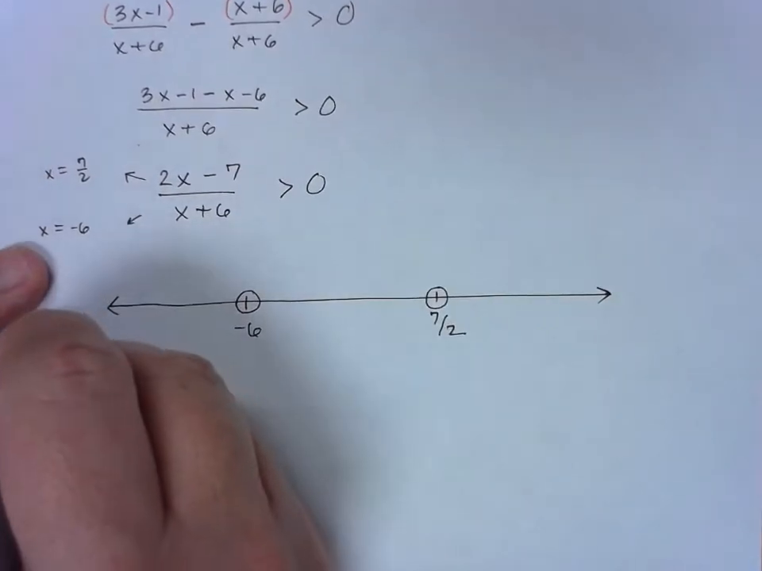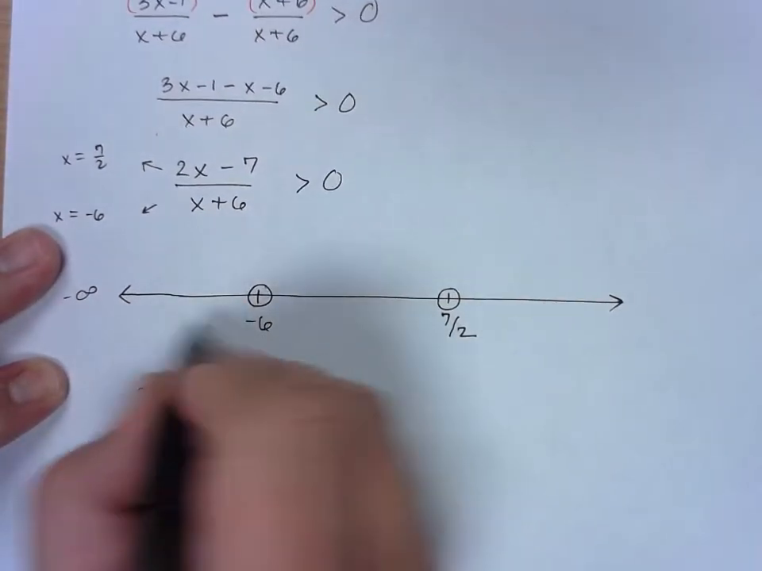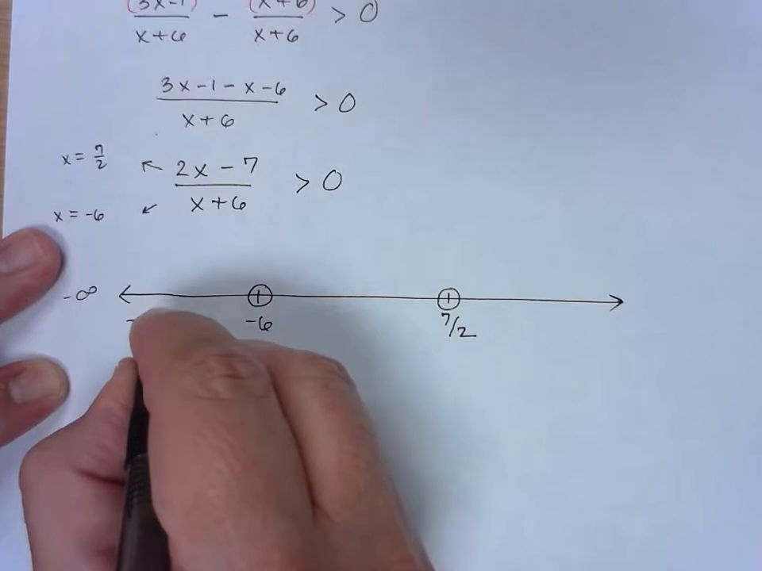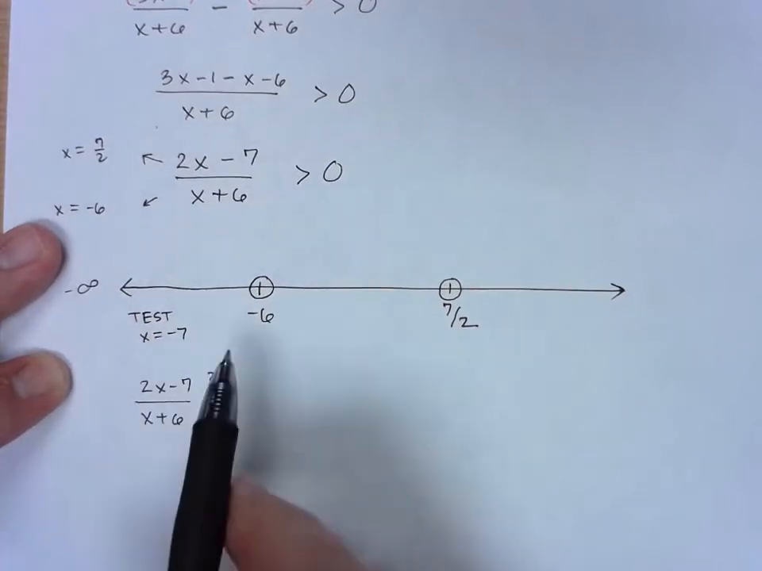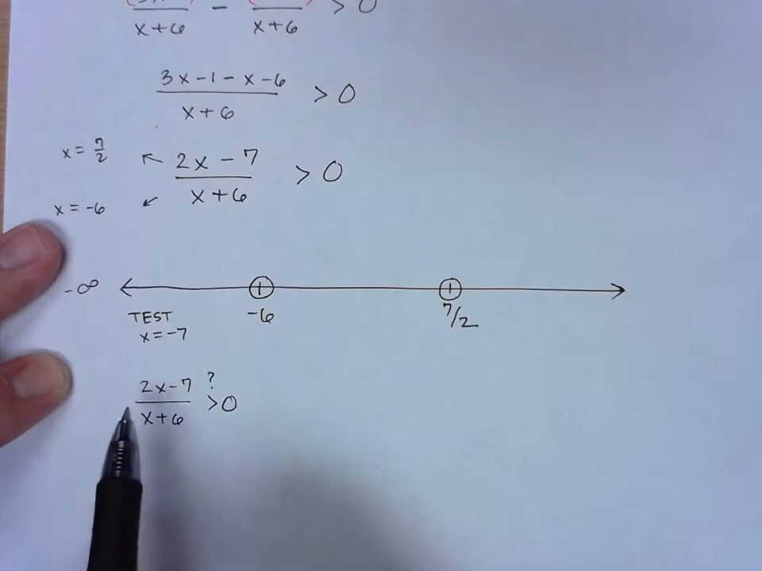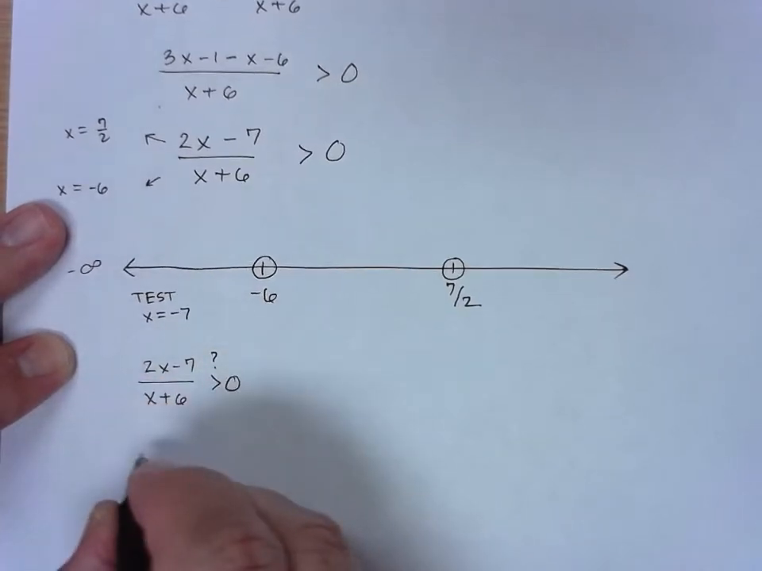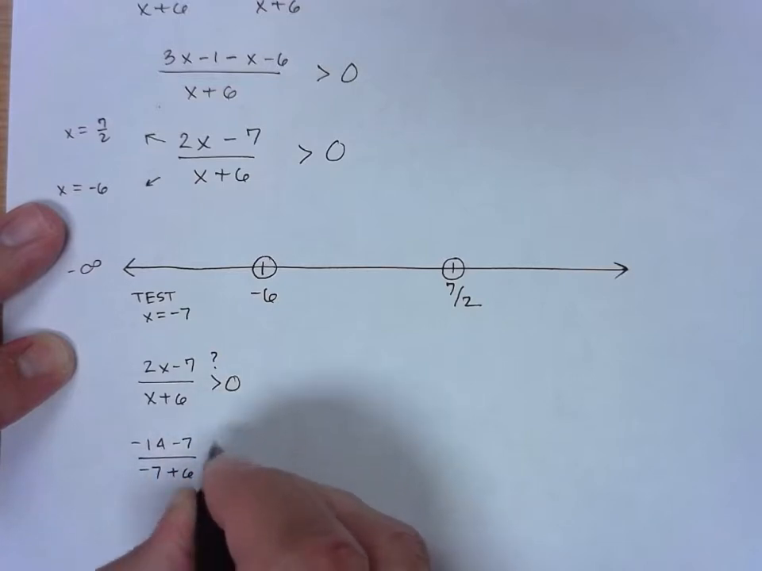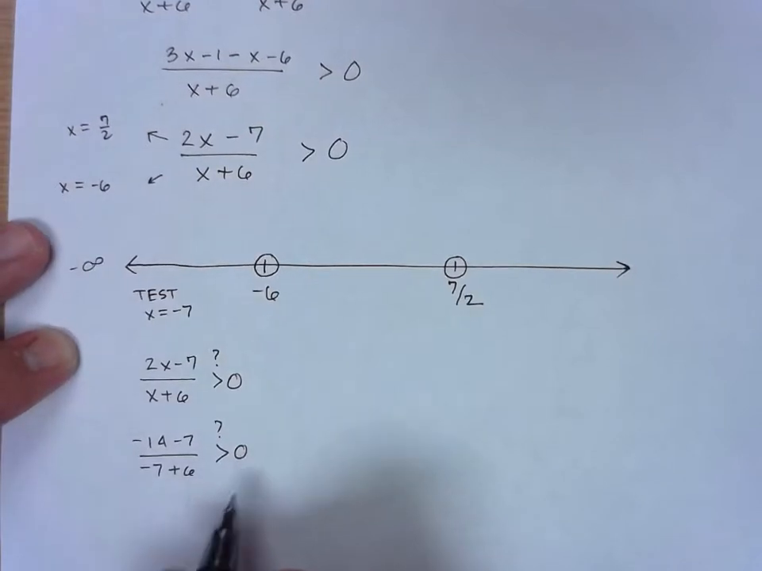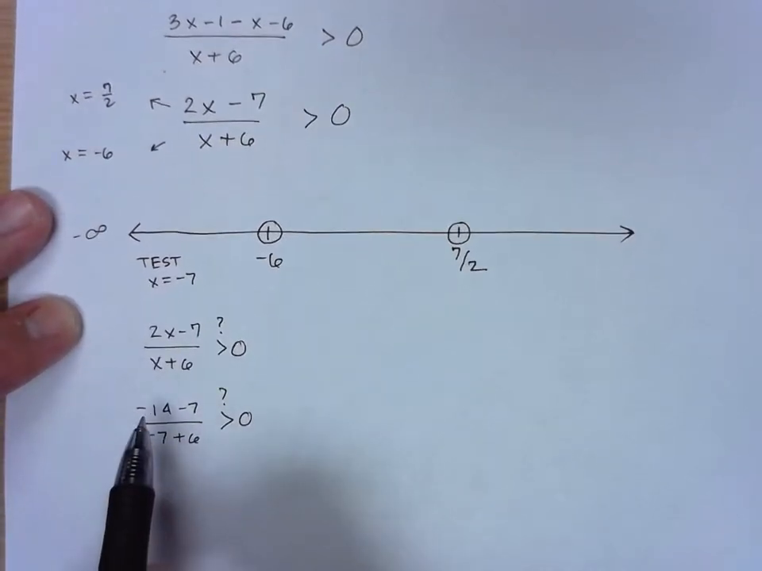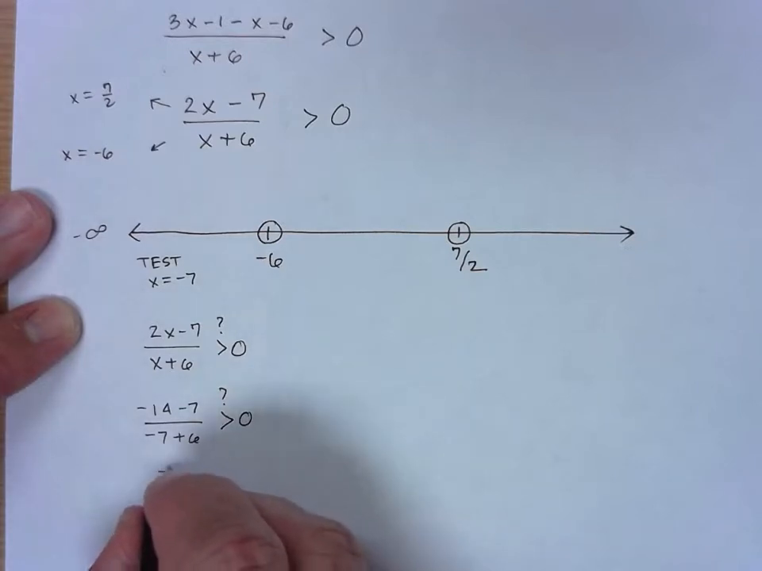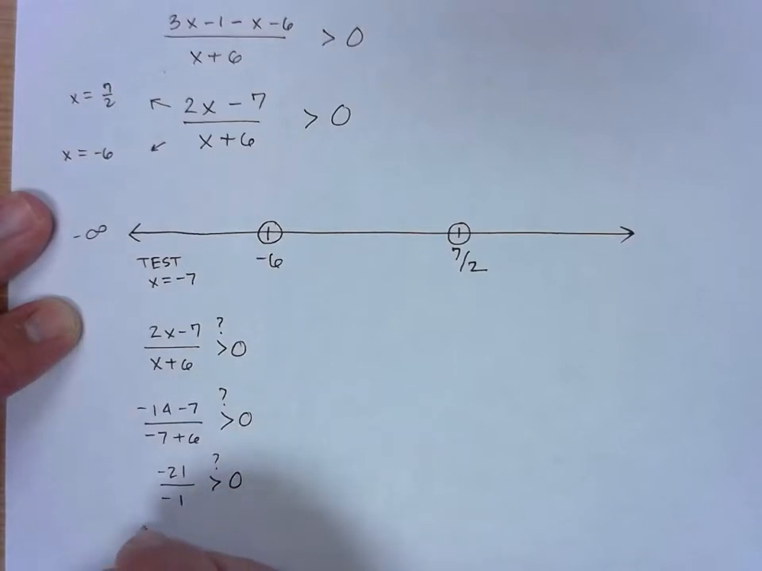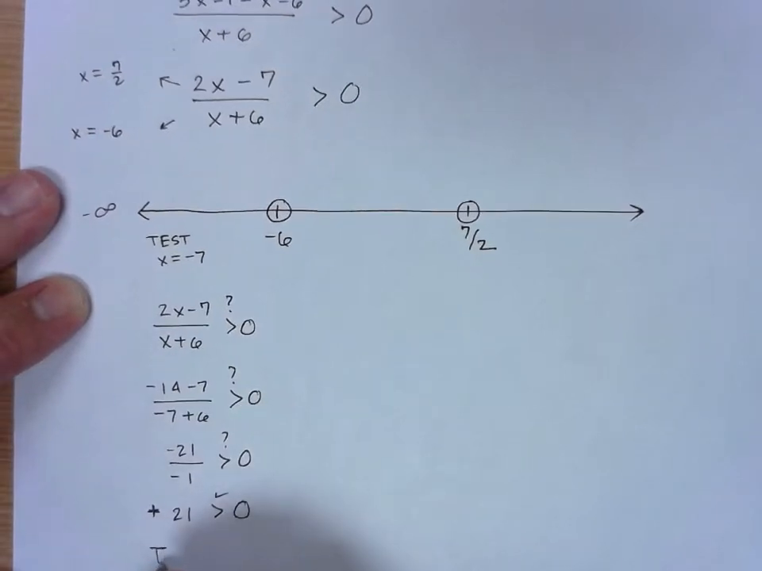And I'll just go ahead and pick my test points. Here, for this first interval, I'll just test x equals -7. So when I plug -7 in for all the x's, the left-hand side of this inequality becomes -14 minus 7 over -7 plus 6. Is that going to be greater than 0? So again, I'm looking for a positive result here. So this is -21 divided by -1. And yes, negative divided by negative is positive. So positive 21 is greater than 0. Checks out. That is true.